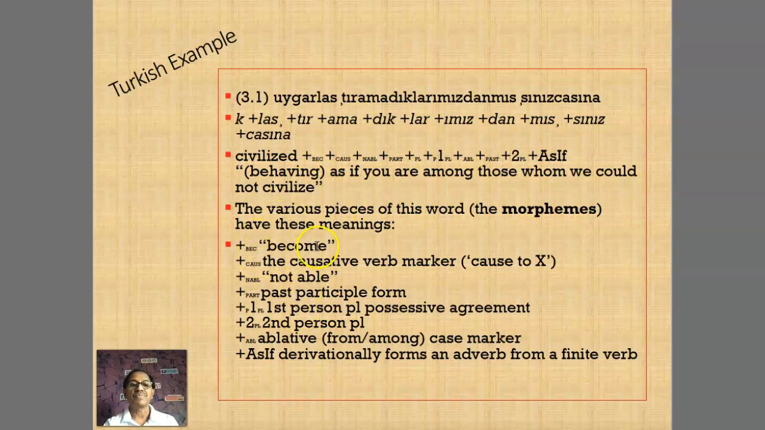You have the first morpheme is become, the second one is a causativizer, it causes to X, and the third one is able, not able. And the fourth one is a past participle form. Fifth one, you have a plural first person possessive agreement, and the next one is second person plural agreement, and the next one is ablative affix or ablative case marker, and then you have as if derivational forms and adverb from a finite verb. So many affixes in this word.